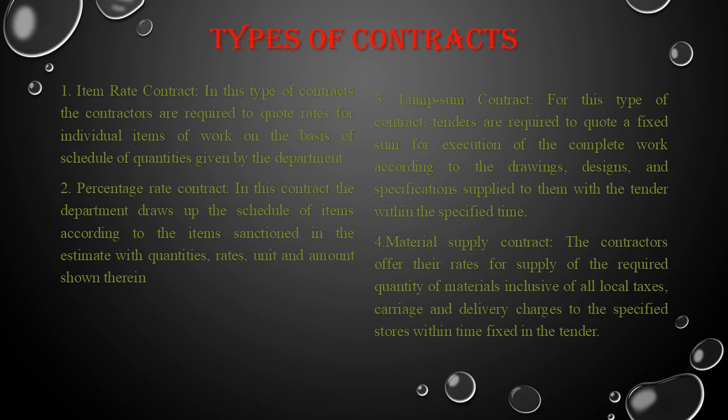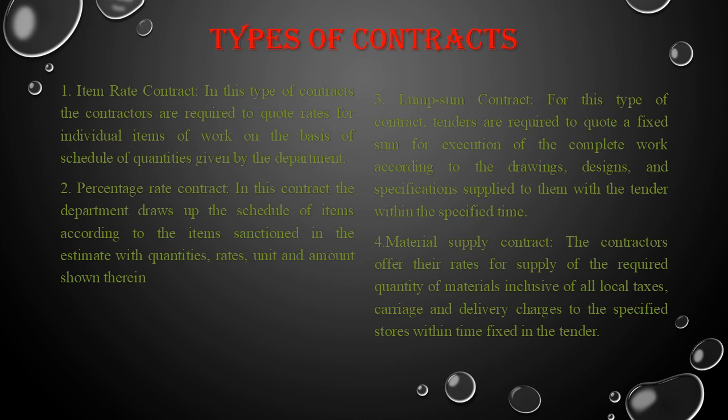Now, what is item rate contract? It's a type of contract where the contractors are required to quote rates for individual items of work on the basis of schedule of quantities given by the departments. Usually, this type of contract is adopted for Public Works Department.